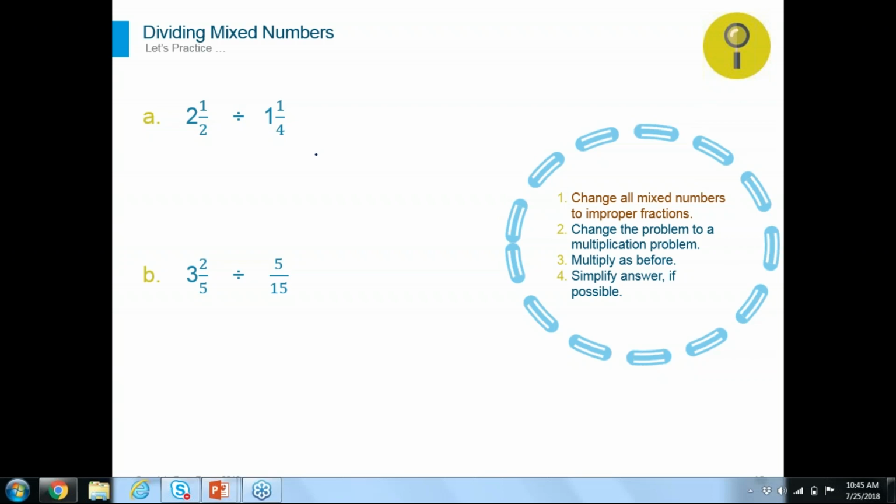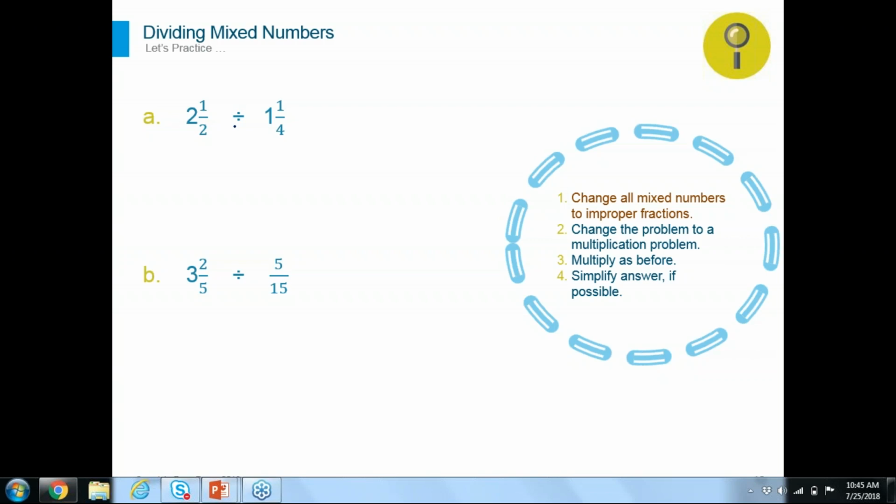So 2.5 divided by 1 and 1/4. Again, with multiplication, we had to change them first to improper fractions. The same thing with division. The only trick that students would sometimes make a mistake on is that they change the question to a multiplication first, and then they do the change from a mixed number to an improper fraction. It has to be actually the other way around.